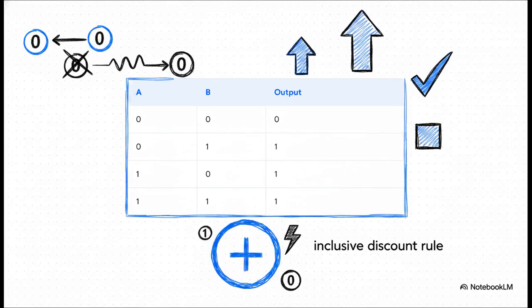Now compare that with the OR gate truth table. Look at how totally different the output column is here. The OR gate only spits out a 0, or false, in that very first row where both operand A and operand B are 0. Everywhere else, because there's at least a single 1 in the inputs, the output is a 1. It's a perfect visual for that inclusive discount rule we mentioned.